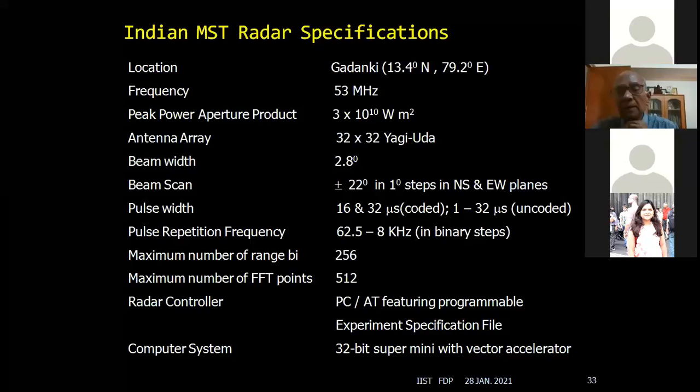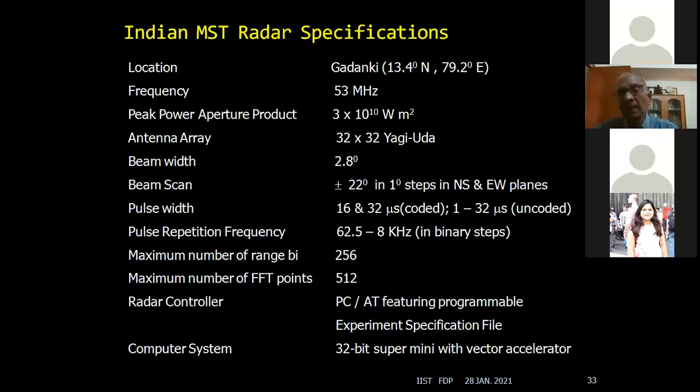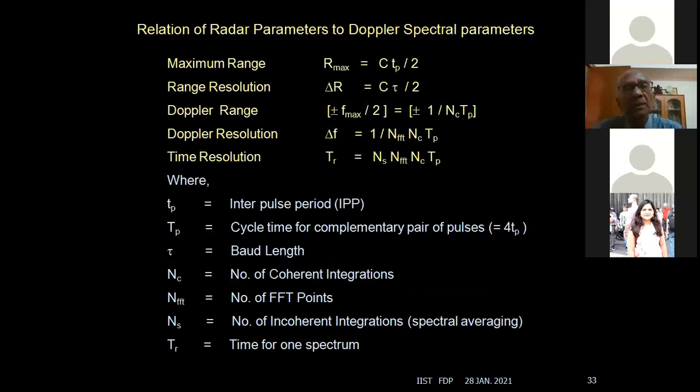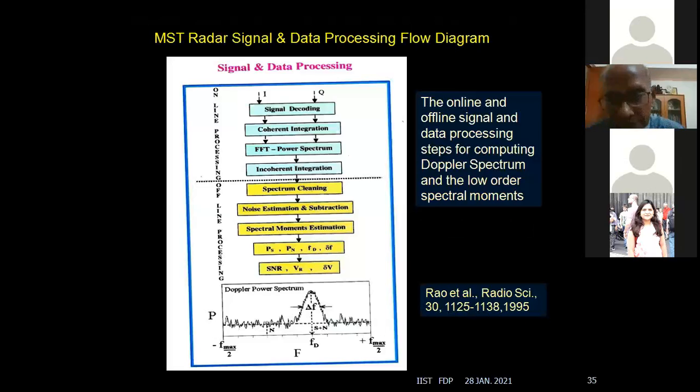A 1 microsecond coded pulse can give a vertical profile of winds and turbulence, or any stratified layers, with a resolution of 150 meters. So these are the maximum range resolution and the Doppler range, which means the maximum velocity you can detect. And these are the various steps that the signal goes through.